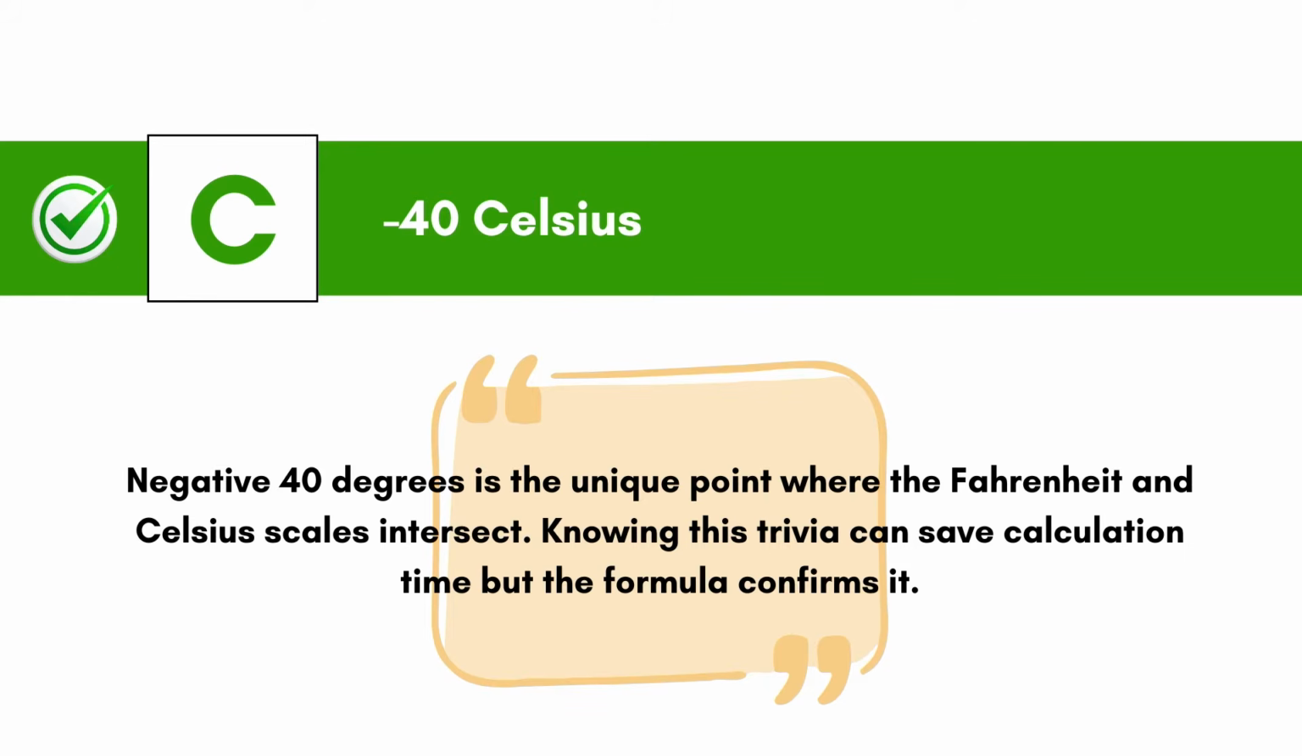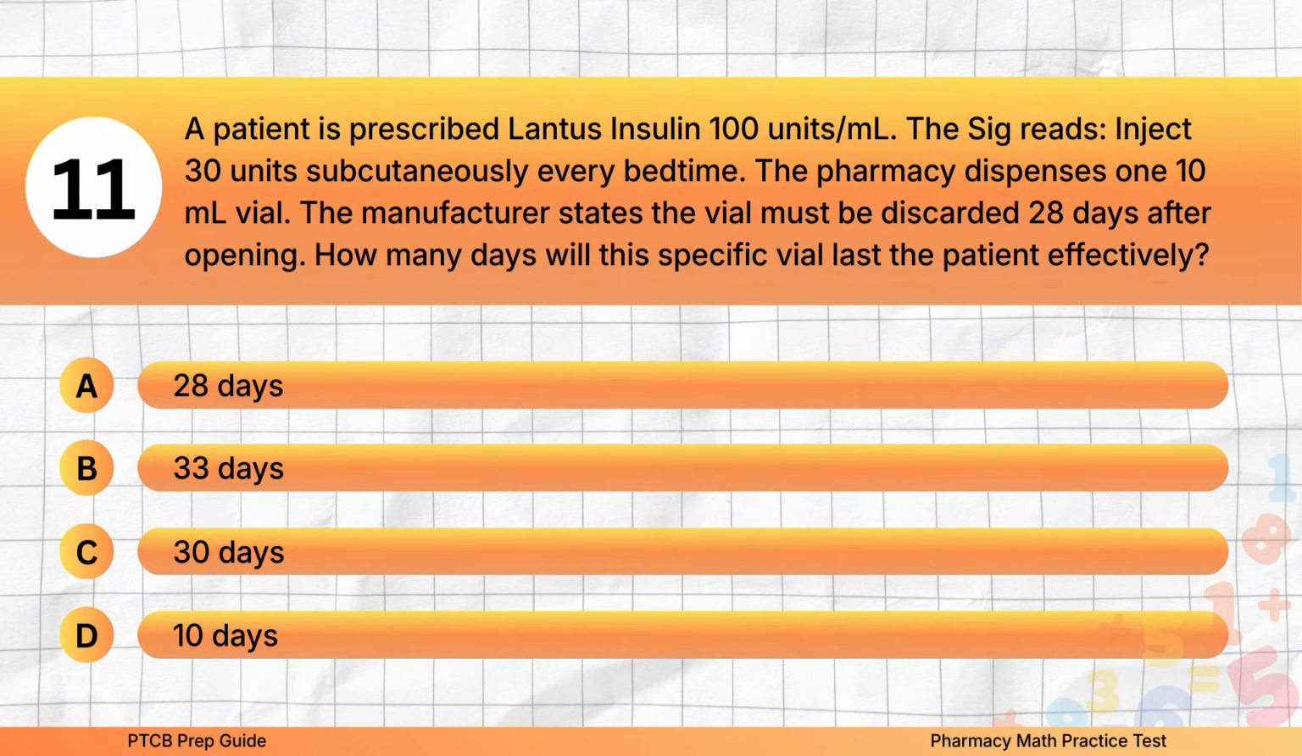Yes, correct. Option C, negative 40 Celsius is the right answer. Negative 40 degrees is the unique point where the Fahrenheit and Celsius scales intersect. Knowing this trivia can save calculation time, but the formula confirms it. Let's look at an insulin days supply problem.